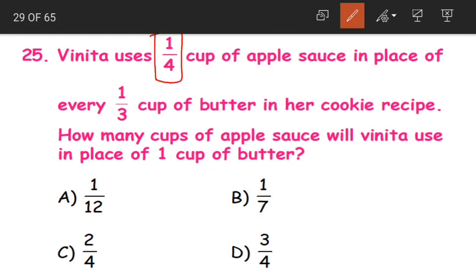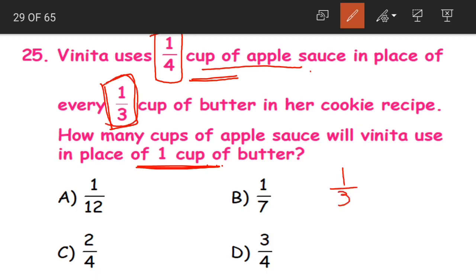She uses 1 cup of applesauce for every 1/3 cup of butter. Now what should we find out? For 1 cup of butter, how much applesauce will she use? We are having 1/3 here. How will we get 1? When we multiply it with 3, we'll have 3 divided by 3, that is equal to 1. So this 1/3 into 3 will give us 1 cup of butter.